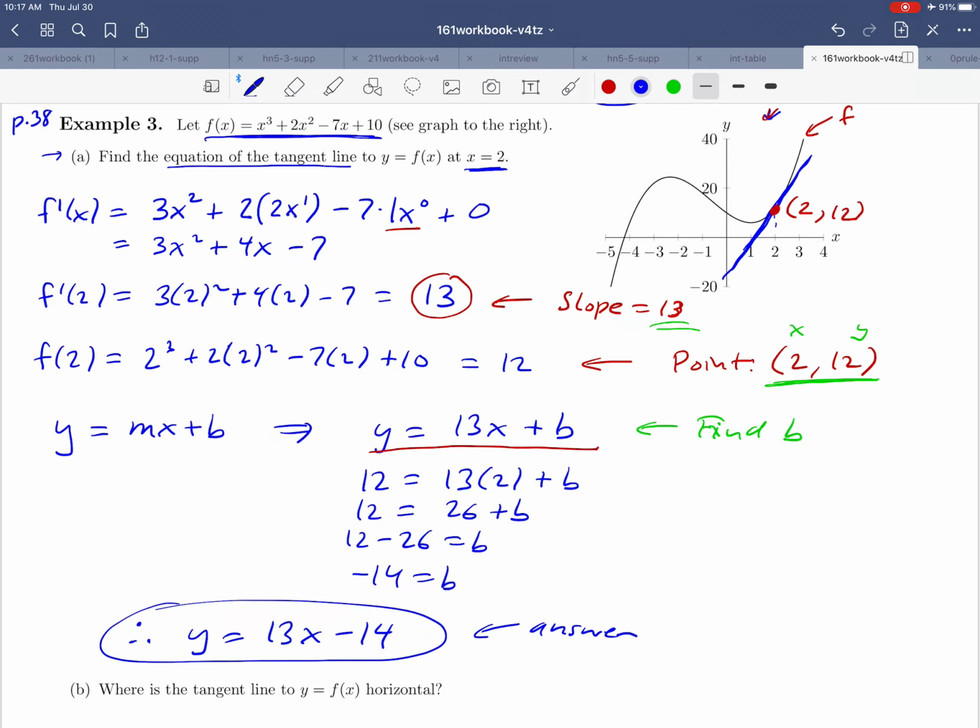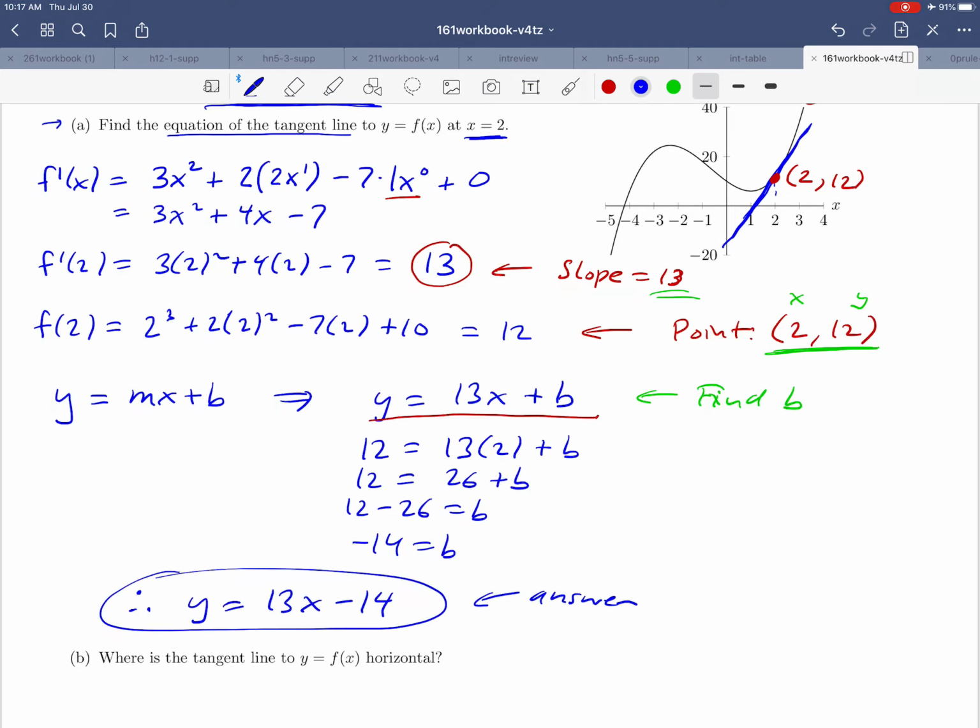So there was a part B to this problem. This is kind of a long problem that we're looking at. B would like us to figure out where the tangent line to y equals f of x is horizontal. Well, let me ask you a question here. What is the slope of a horizontal line? It's 0. And we might start this problem by just seeing if we can graphically locate those points.